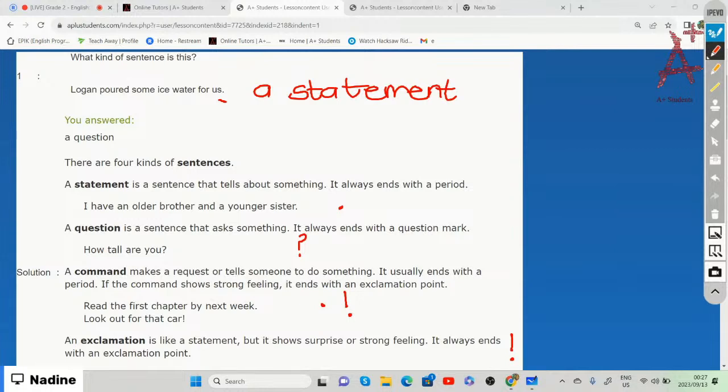This is a statement. If you have a sentence with a question mark, there's only one kind of sentence that ends with a question mark, and that is a question. If your sentence ends with an exclamation point, then it's either a command or an exclamation. A command will make a request or tell you to do something, and an exclamation is like a statement, so you will be able to identify what kind of sentence it is.